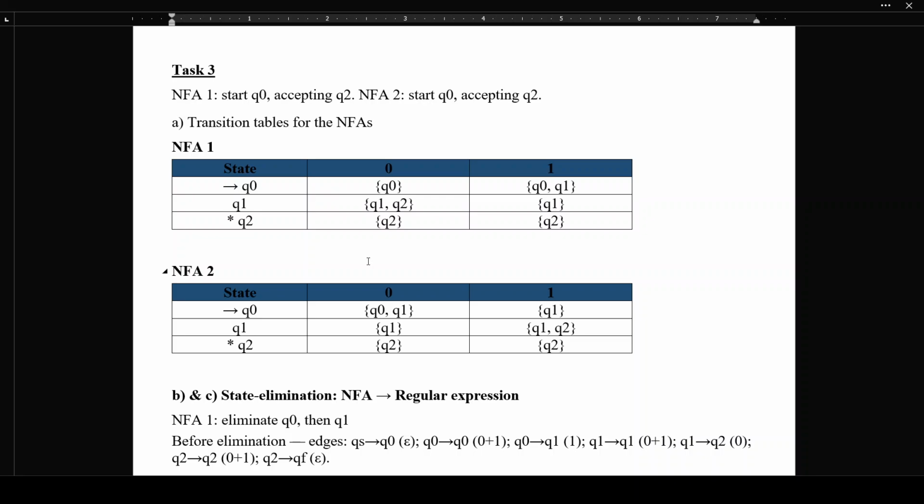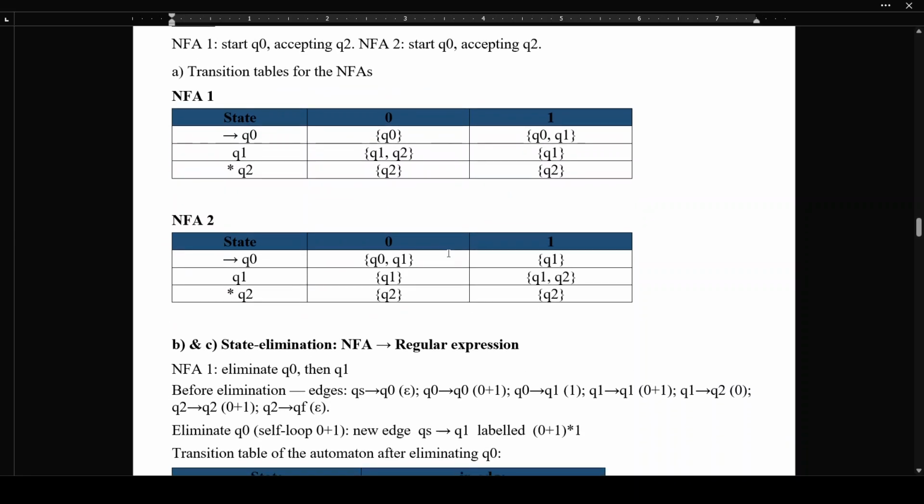The transition table for the NFA is as you can see, where q0 is the start state. Upon the input of 0 it moves to q0; upon the input of 1 it can move to q1 or q0. State q1 on input of 0 can choose to move to q1 or q2, and on the input of 1 moves to q1. Our accept state, q2, on input of 0 moves to q2, and on the input of 1 also moves to q2. This is our first NFA.